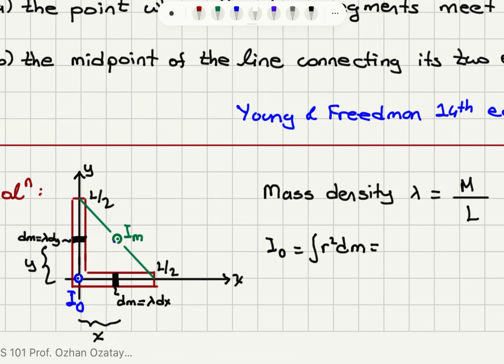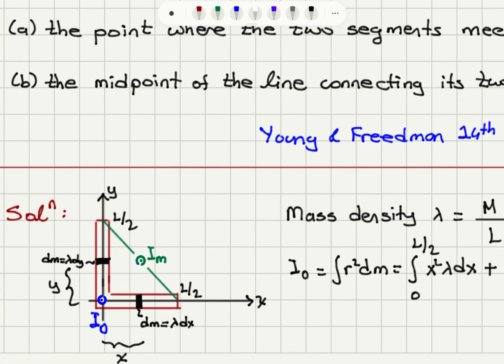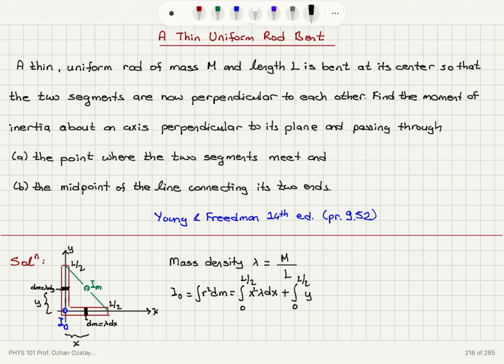We need to know at a distance x from the origin, what is the mass of a mass element? So if we are at position x, dm will be equal to the linear mass density lambda times the length of this element dx. So this will be the integral from 0 to L over 2, that's going on the x-axis, of x squared lambda dx, and then we have a portion also on the y-axis. So if we are at a distance y, the mass element will have a mass lambda dy, and y will go from 0 to L over 2. So this is the integral from 0 to L over 2 of y squared, r squared, lambda dy being our dm.